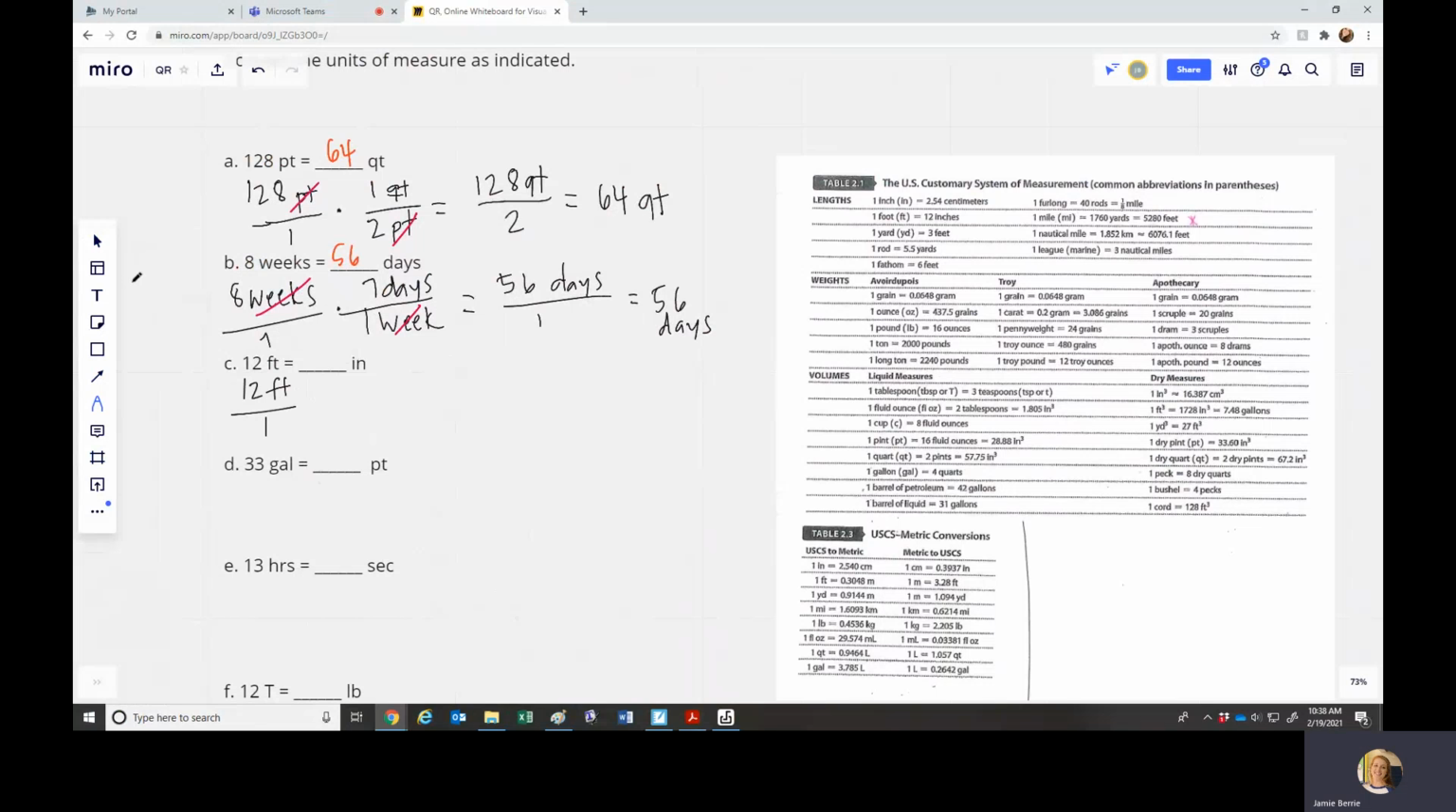12 feet, you put it over 1 times, you look on your chart, it says 1 foot, which is FT, is equal to 12 inches. All right, so put feet in the bottom because that's what we want to cancel out. Feet will cancel with feet. That's the same thing as 12 inches. IN means inches. Cancel your common units. Feet cancels with feet. Then multiply across the top. 12 times 12 is 144 inches. And then in the bottom, we just have 1 times 1, which is 1. That's the same thing as just 144 inches.